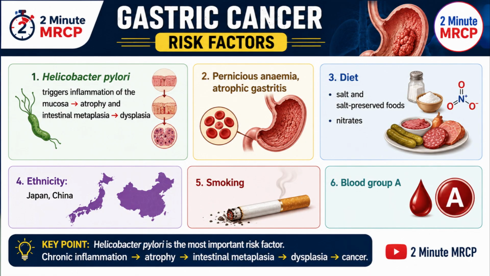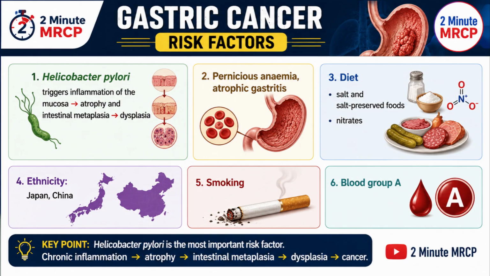Now, let's look at the risk factors. The most important risk factor is Helicobacter pylori infection. Helicobacter pylori causes chronic inflammation of the gastric mucosa. This can lead to mucosal atrophy, followed by intestinal metaplasia, and then dysplasia, which can eventually progress to gastric cancer.